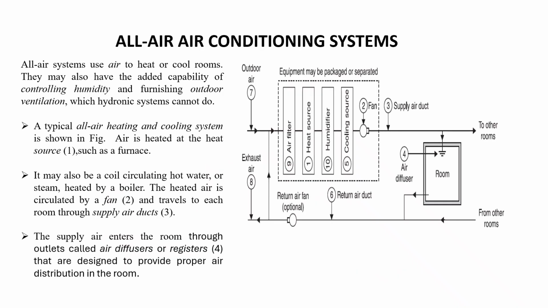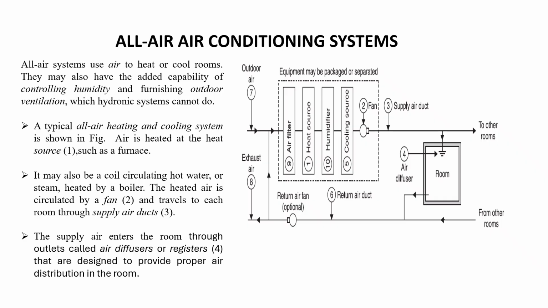So this is the further process, how it happens here. We are going to see how the working process is handled in the all air conditioning system. The all air system uses air to heat or cool the rooms. They may also have the added capability of controlling the humidity and furnishing outdoor ventilation, which the hydronic system cannot do, whereas the all air conditioning system is able to perform this process.